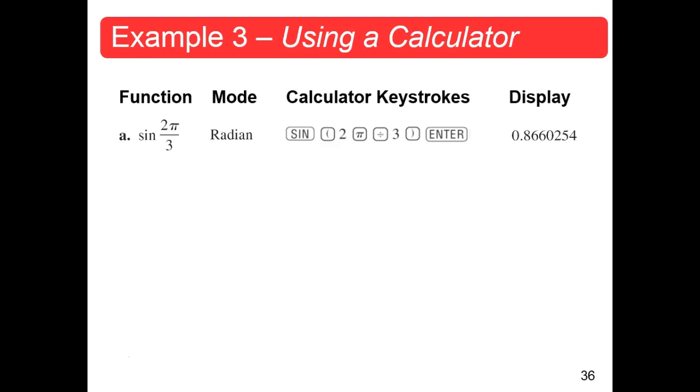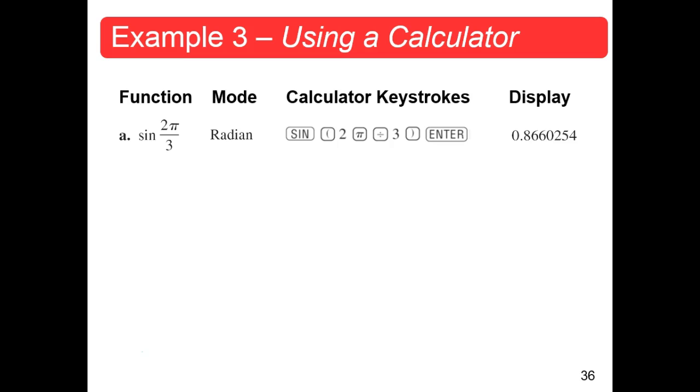Okay, so let's do example 3. When you see that, what mode do you think? Radian mode. So what do you do? In the South we hit the keys, other places we press the keys. We're going to hit the key. When you hit the sine key, it opens a parenthesis for you, and then you type in 2 pi divided by 3. Close that parenthesis, and I don't even know if you have to hit enter or equal.